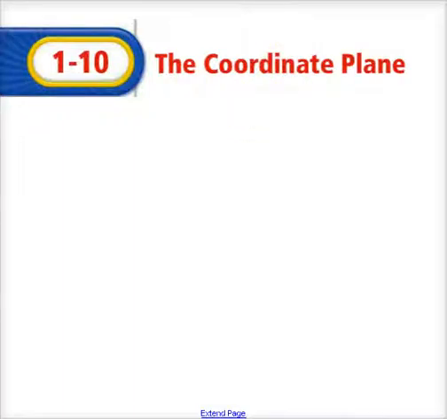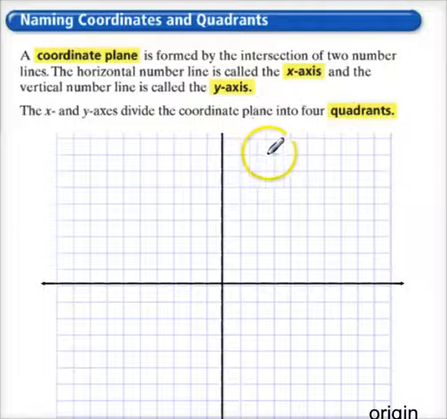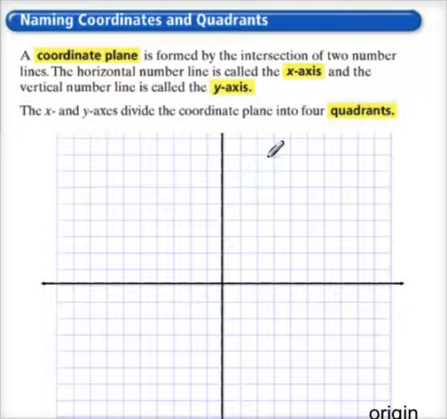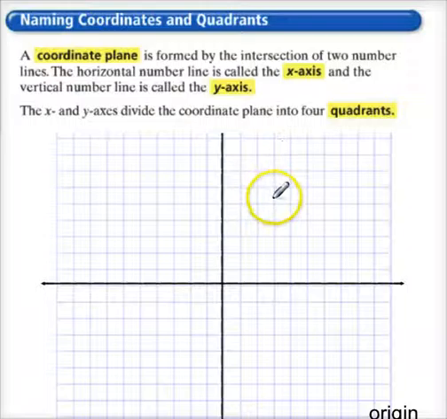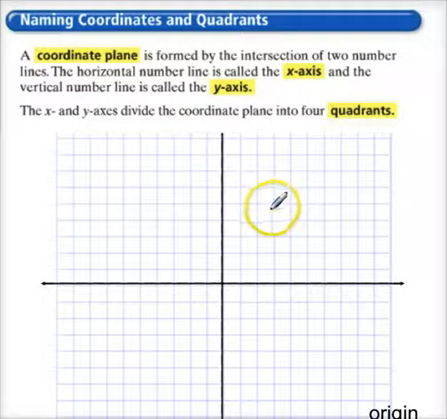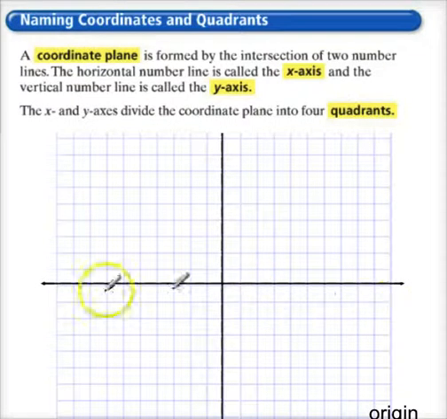Lesson 1-10, the coordinate plane. So now we're going to talk about how integers, negative and positive numbers, are graphed on this quadrant grid. A coordinate plane is formed by the intersection of two number lines. One runs horizontally and one runs vertically.